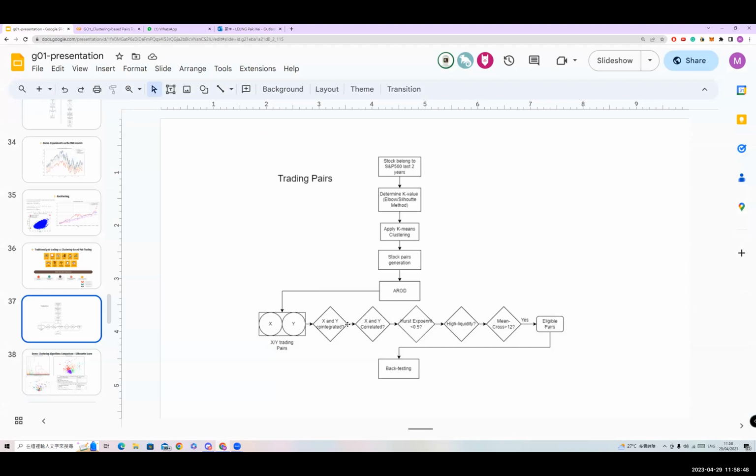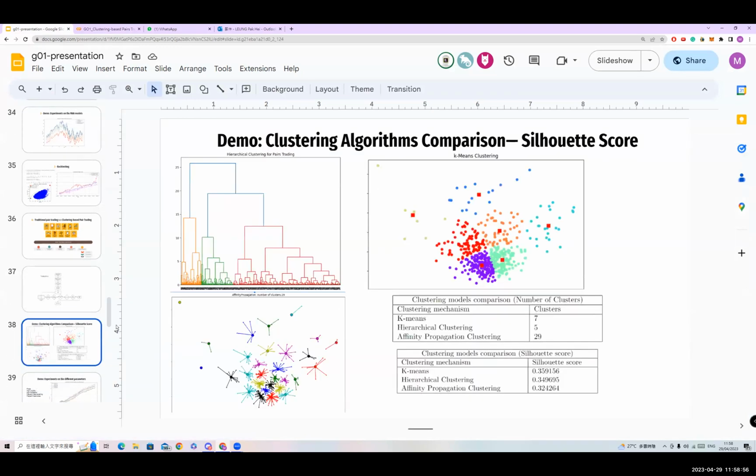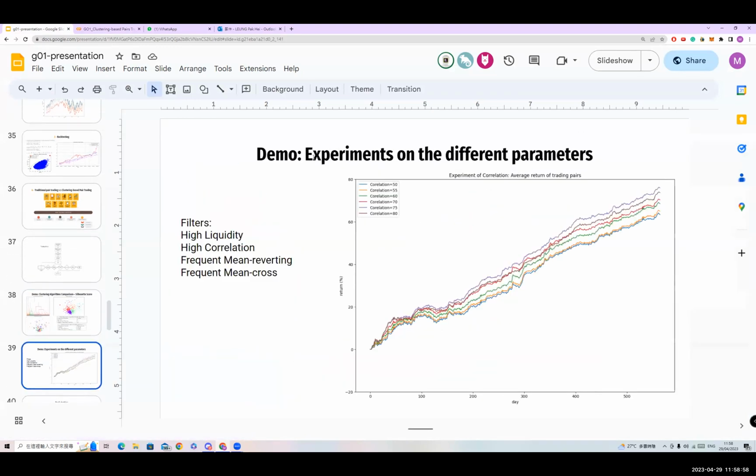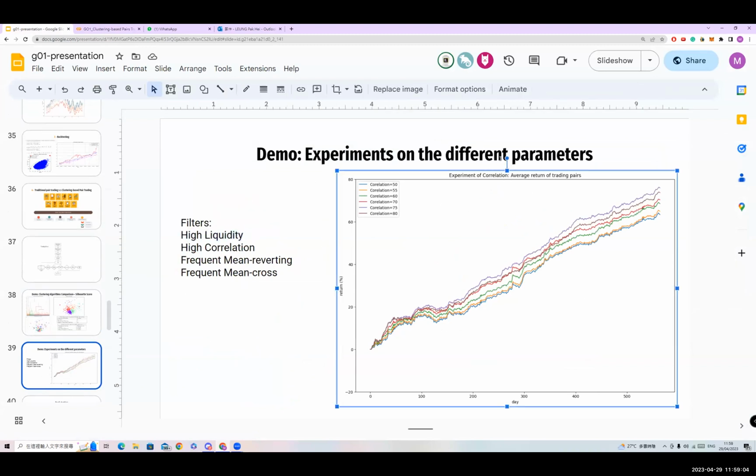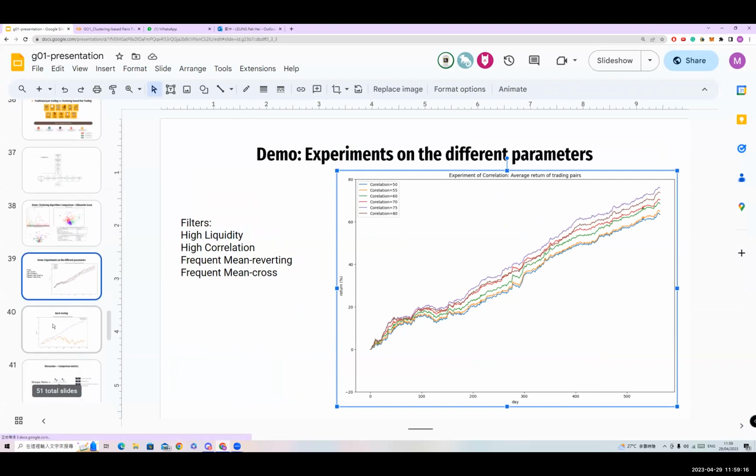For the filters we have the co-integration test, correlation test, the mean reversion test, and also the mean cross test. And then we also need to do different experiments to control the parameters, like what correlation we need to use, or the Hurst exponent. Different statistical tests will be used to find the most promising trading pairs.